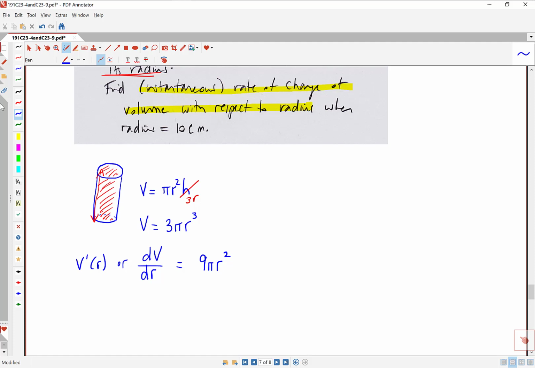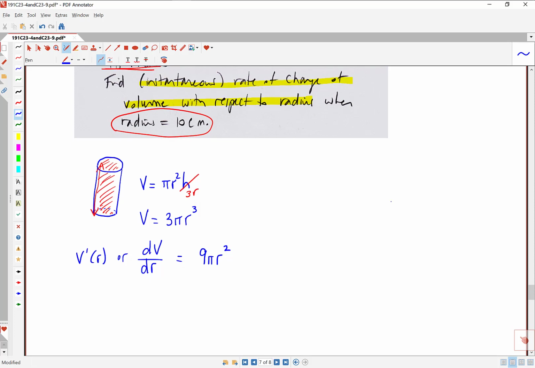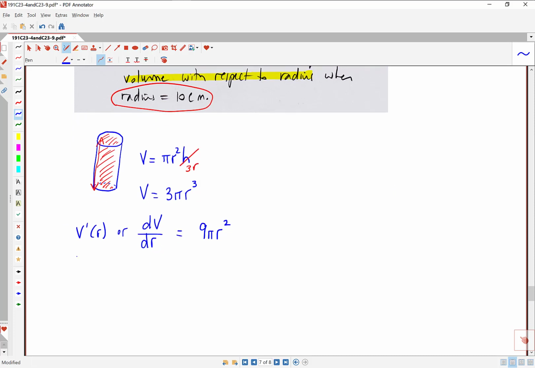But we specifically want to do this at the moment when the radius is equal to 10 centimeters. Okay, so you can either say V prime of 10, or if you were using the d notation, you would say dV/dr evaluated at r equals 10, either way. Whichever notation you prefer. So plugging 10 in here, we get 900 pi.